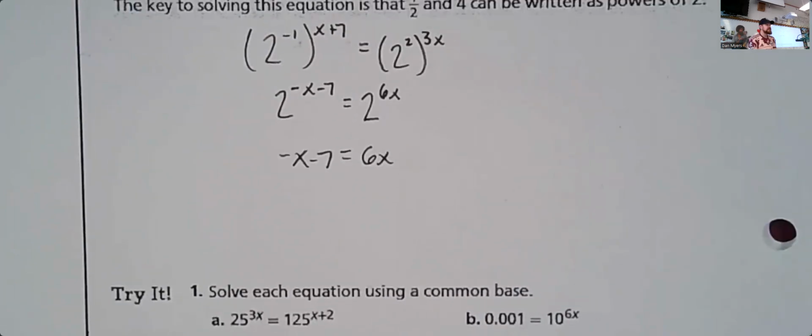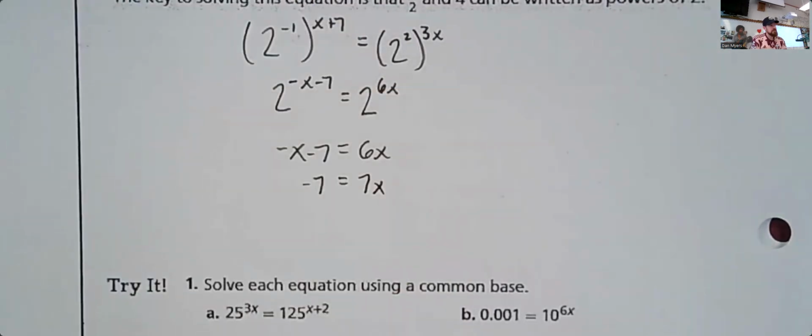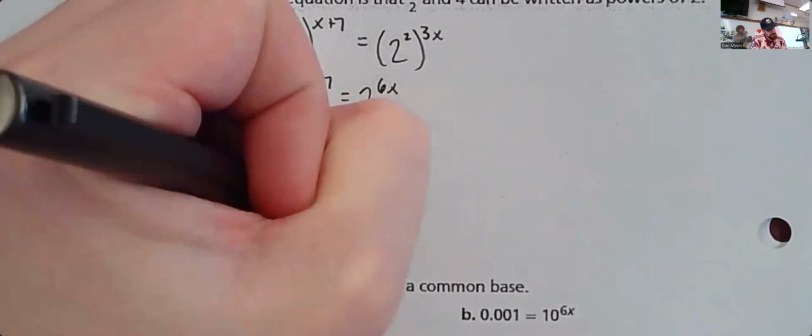And then we just solve for x. You can add x to both sides. That's negative 7 equals 7x. And then x equals -1.